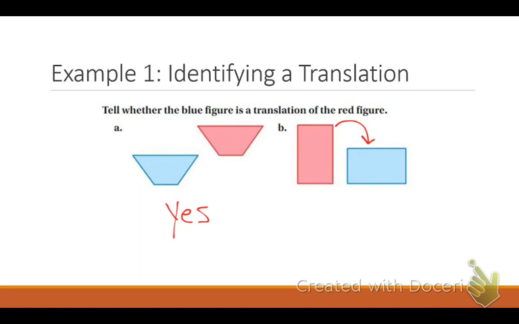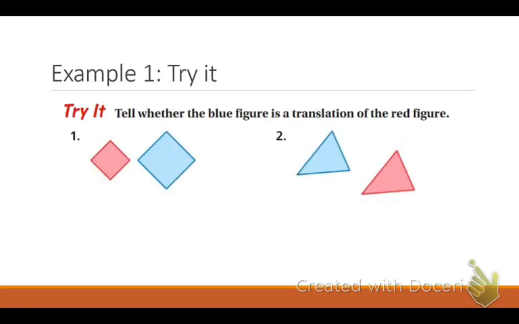No. So from red, it's more like standing upright, and on the blue figure, it's more laying down on its side, right? So I would say no. You will not be asked to say why, but we know the answer is no because it turned. It's not facing the same direction anymore. All right, any questions?